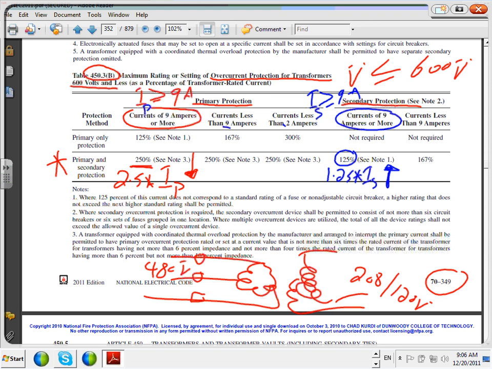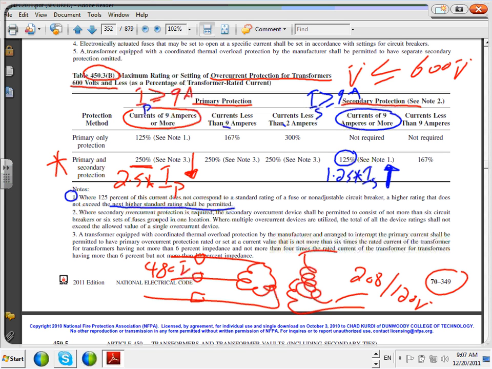Why do I go up if it's not a standard here? Can you guys see note number 1? If you read note number 1 here, the next standard size should be used. If you hit a non-standard, you can go to the next standard. That's why I went up here and I went down here. And right here, note 3 doesn't tell you to go up. So either you custom design yourself a fuse, which will cost you an arm and a leg, or you're going to go down. Any questions about this table?